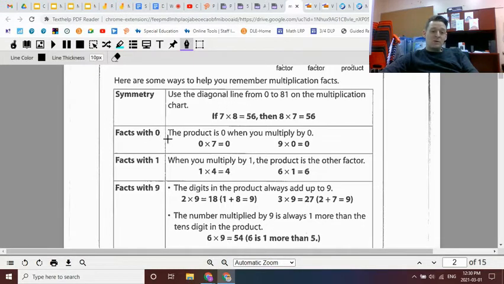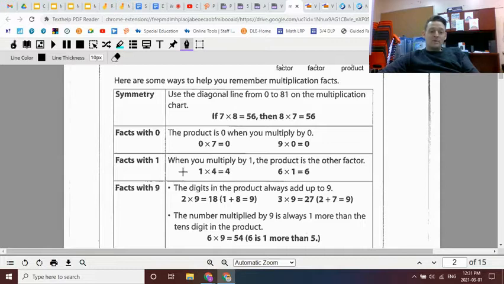Facts with 0: your product, or your answer, is always 0 when you multiply by 0. Sometimes we make the mistake and say 0 times 7 equals 7. We just need to remember what that multiplication sign means, and it means groups of. So if I have 0 groups of 7, I don't have any groups of 7, and I've got 0. Or if I have 9 groups of 0, that's like saying you have 9 empty boxes. You're still going to have nothing.